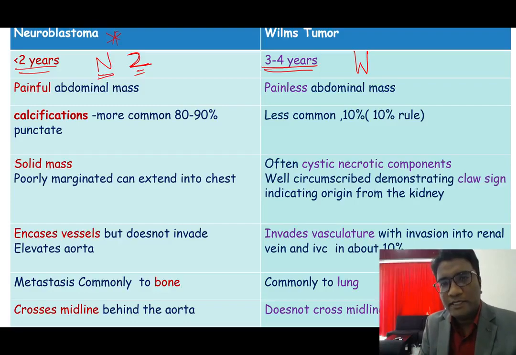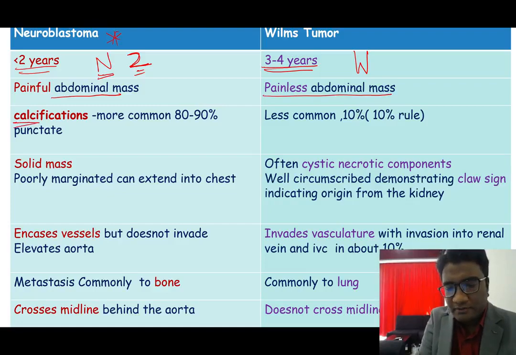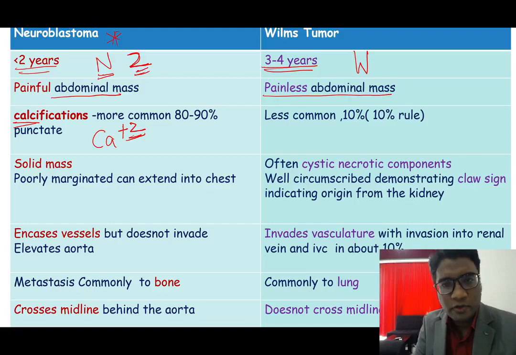So around 1 to 2 years, it is neuroblastoma. Around 3 to 4 years, it is what? Wilms tumor. Neuroblastoma is usually a painful abdominal mass, whereas Wilms tumor is generally a painless abdominal mass. Calcifications. Remember, when I write calcification, I write Ca plus 2, right? So same, you can remember N with this 2. So calcifications are also more common with what? Neuroblastoma. Whereas calcifications are less common with Wilms tumor. If you're given a mass with calcification, think of neuroblastoma.